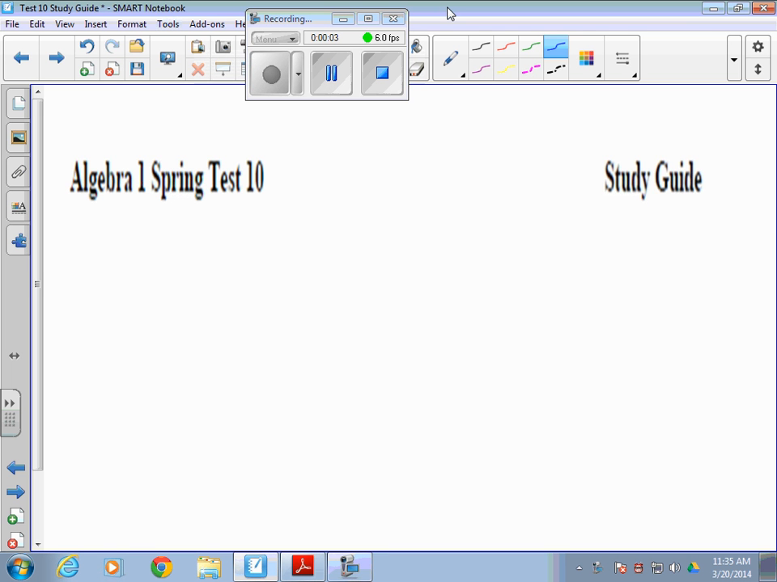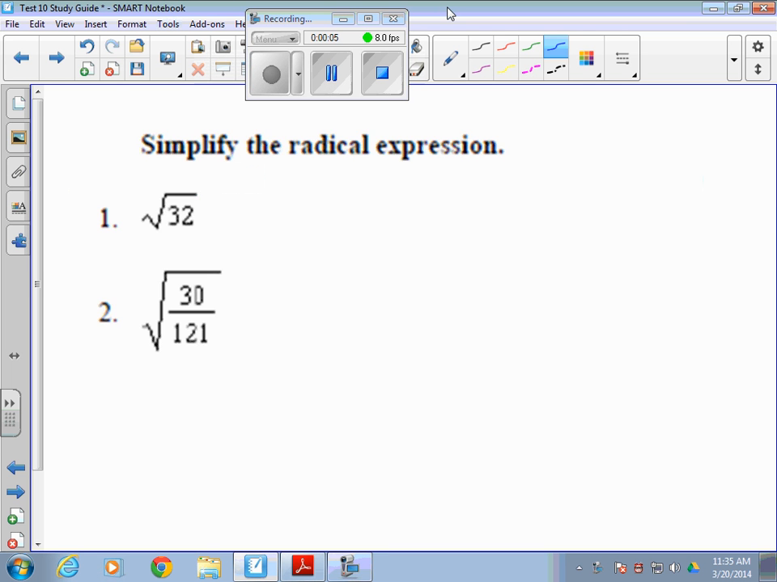This is the Algebra 1 Spring Test 10 study guide. Starting off, number 1, simplifying the radical expressions.